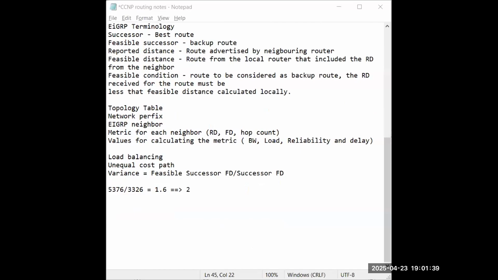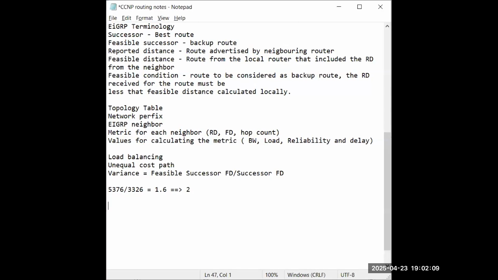This multiplier is going to be a whole number, not a decimal value. What we are going to do is divide in order to get the variance multiplier. After dividing, we are getting a value of 2. So this 2, how are we going to use it?